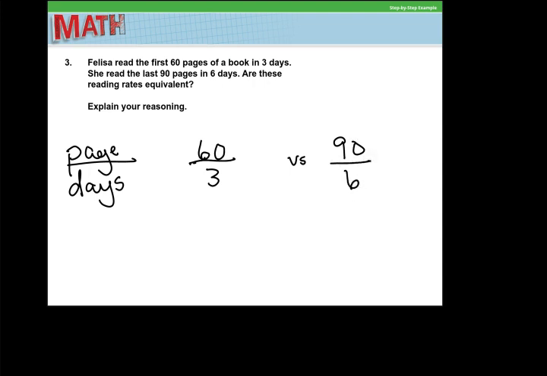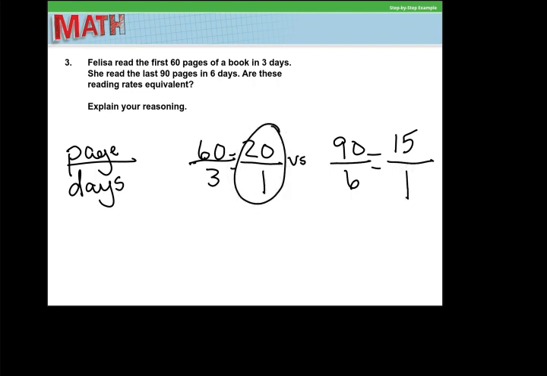First thing I'm going to do is simplify it all. 60 and 3 can both be divided by 3, which gives me 20 and 1. So she reads 20 pages in one day. Now what about 90 and 6? I'm going to divide them both by 6, which will give me 15 pages in one day.